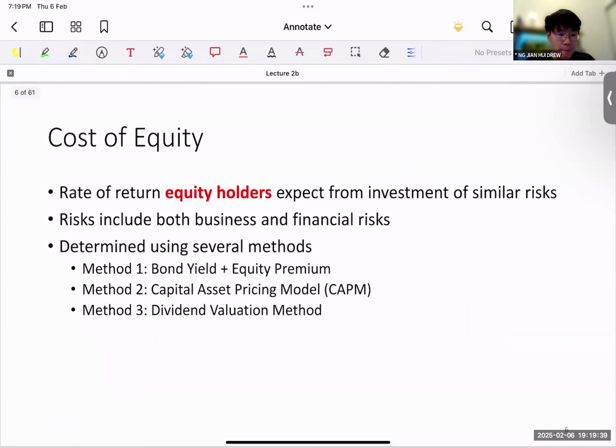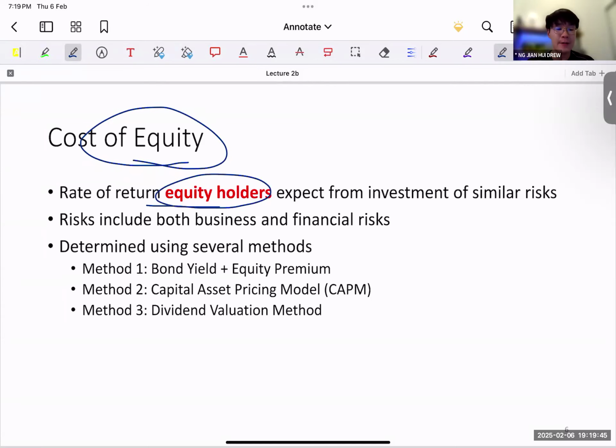Okay. Now, for cost of equity, for equity means that we're just looking at the returns for the equity holder, right? And if you look at this equity holder itself, then we actually have three different methods to determine the cost of equity that we can use, right?